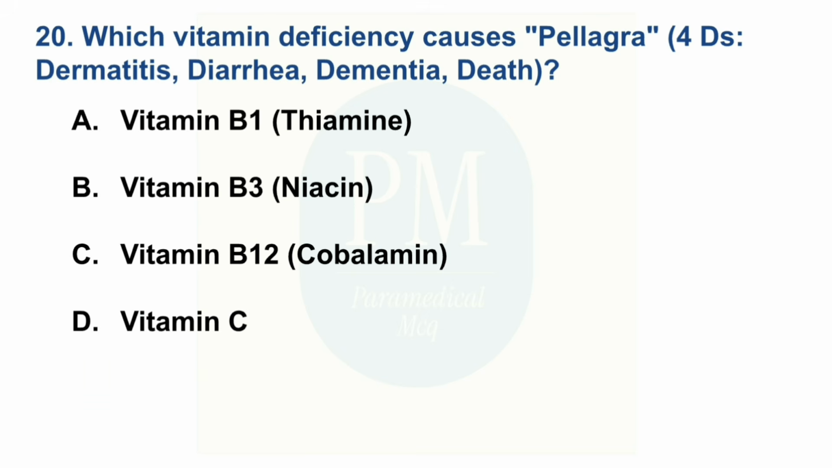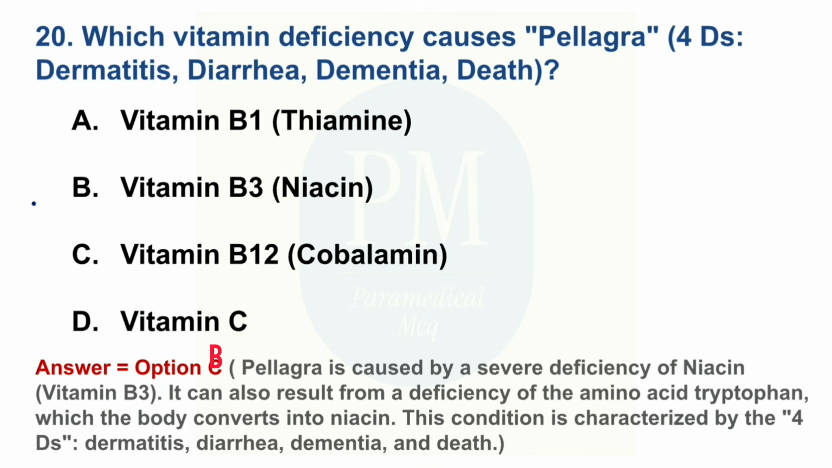Which vitamin deficiency causes pellagra, the 4Ds: dermatitis, diarrhea, dementia, death? Option A, vitamin B1, thiamine. Option B, vitamin B3, niacin. Option C, vitamin B12, cobalamin. Option D, vitamin C. The correct option is option B, vitamin B3, niacin.